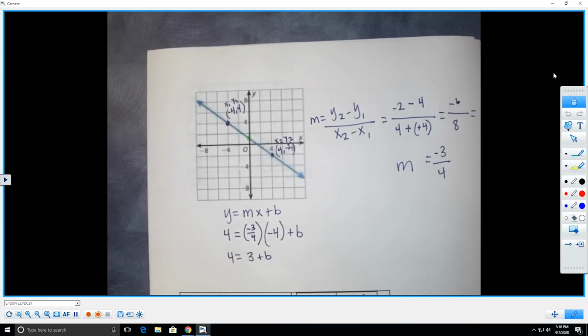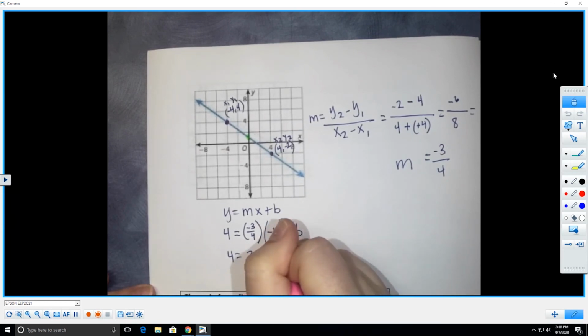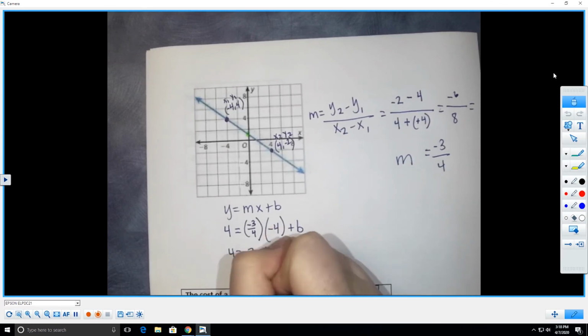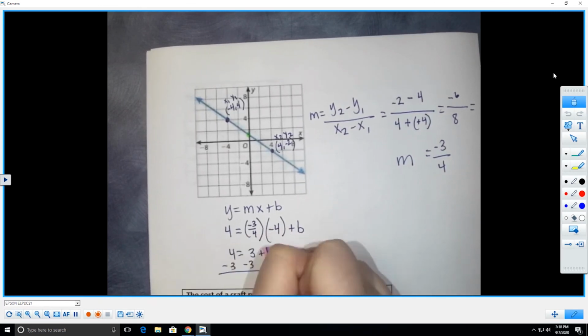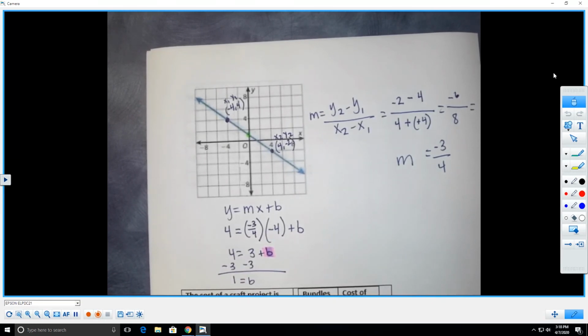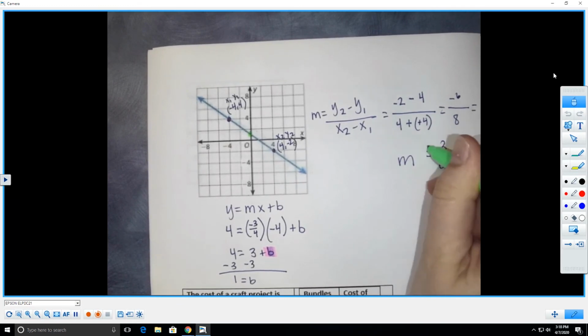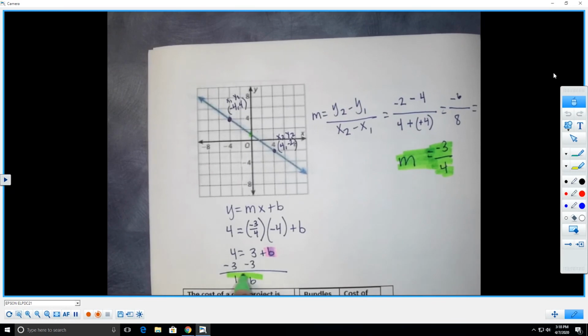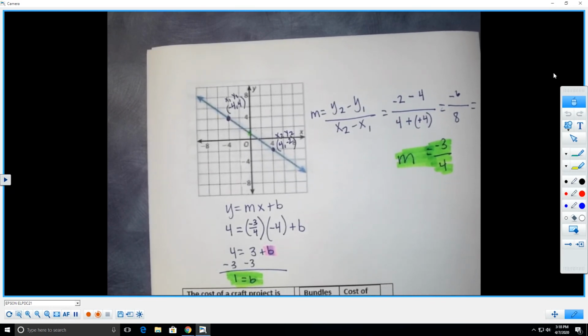Now remember, think of it this way. 3 plus what equals 4? Correct, 1. Or we can move my 3 over and we get b equals 1. So now we have that the rate of change, or the slope, is -3/4 and the y-intercept, or initial value, is +1. So what is our final equation of the linear function?